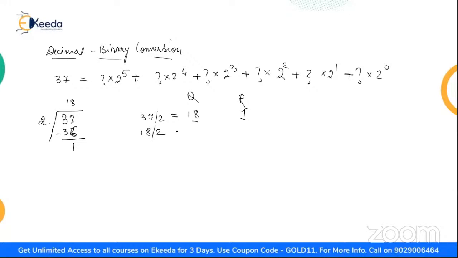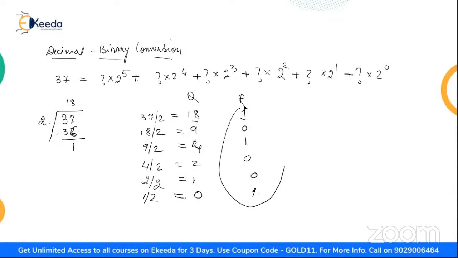Divide 18 by 2. This is 9. The remainder is 0. Then divide 9 by 2. This is 4. The remainder is 1. 4 by 2 is 2. The remainder is 0. 2 by 2 is 1. The remainder is 0. 1 by 2, the quotient is 0. The remainder is 1. So these are your remainders and this is your binary equivalent.